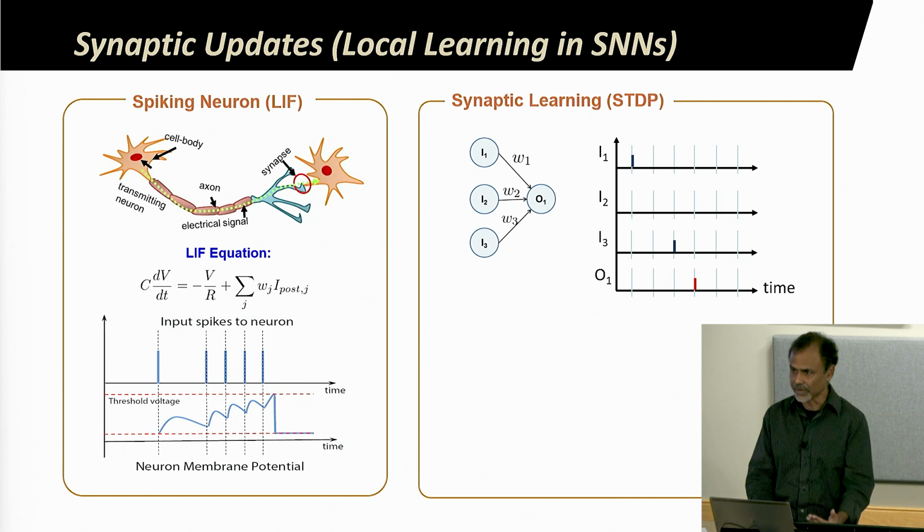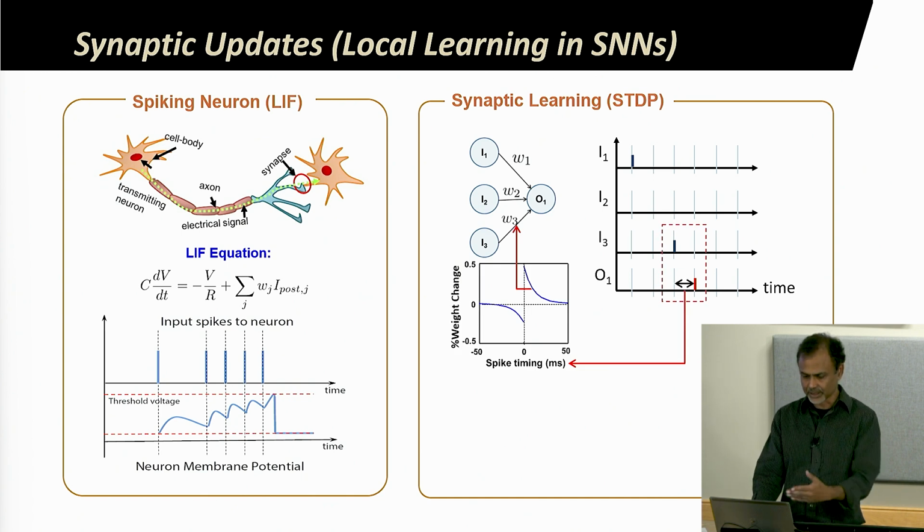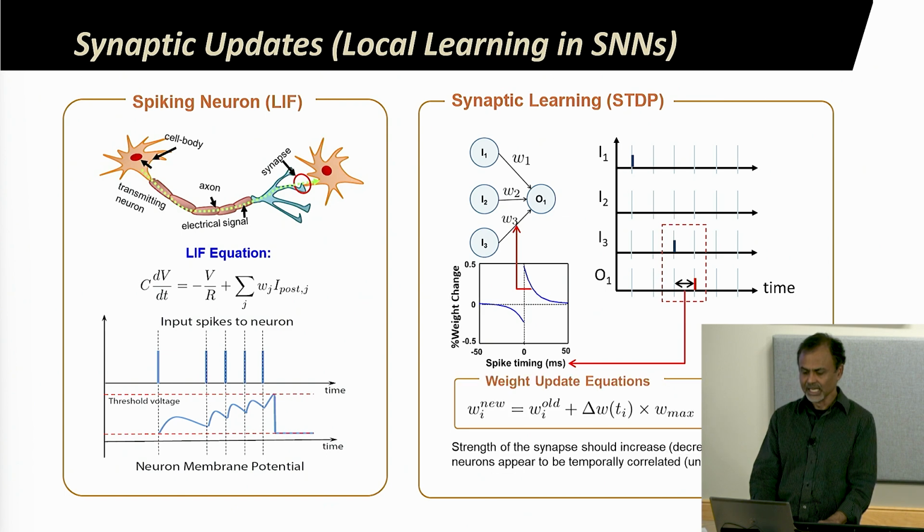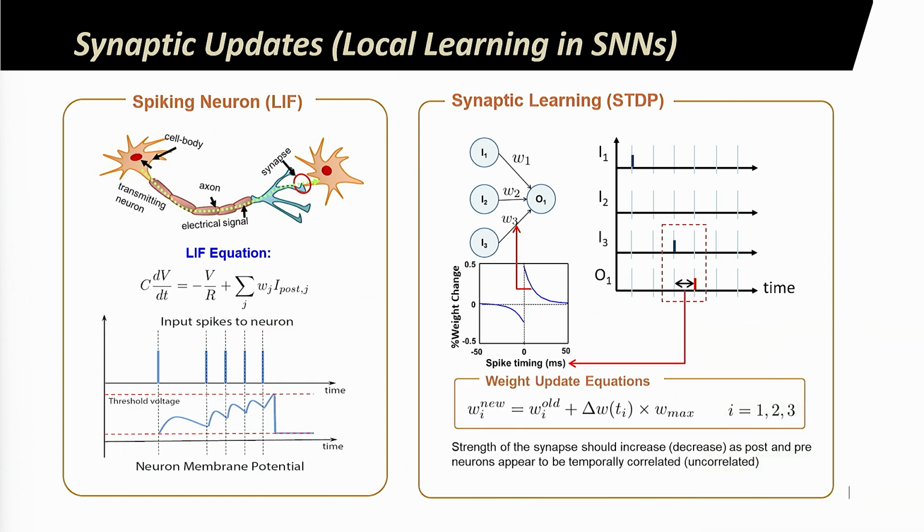So why not update my weights based on the timing difference between the input activity and the output spiking activity? In other words, I'm going to update the weights for I3 more than what I do for I1, and I'm not going to do anything for I2. But in some cases, I might actually also penalize I2. To that effect, the timing difference between the two basically tells you how much change in delta W, the weight, I should make. So the new weight is going to be the old weight plus some delta, which is a function of the timing difference between the output spike and the input.